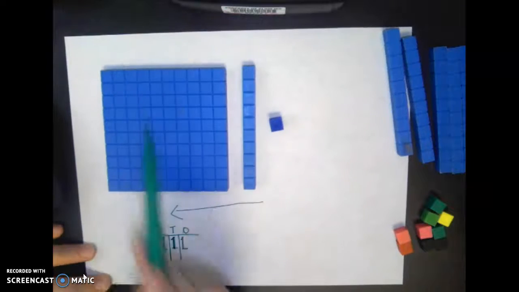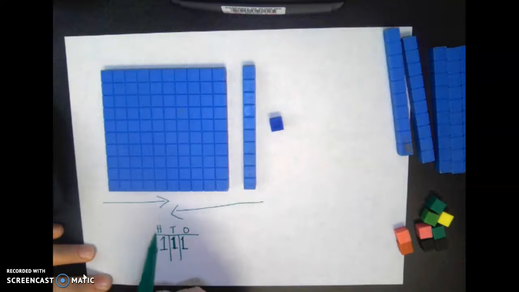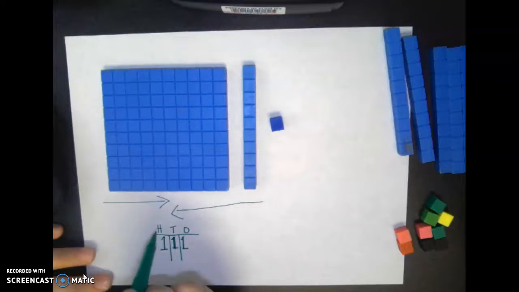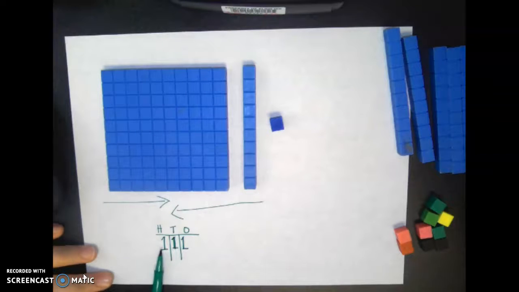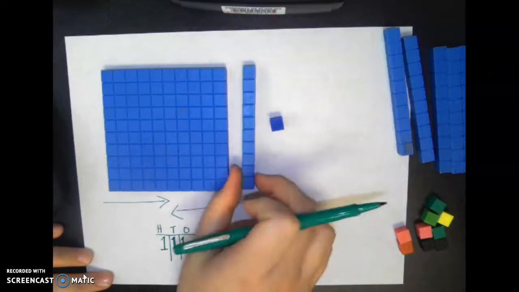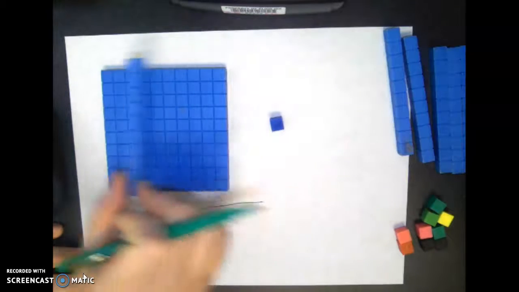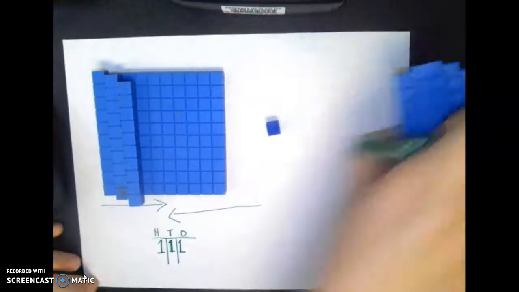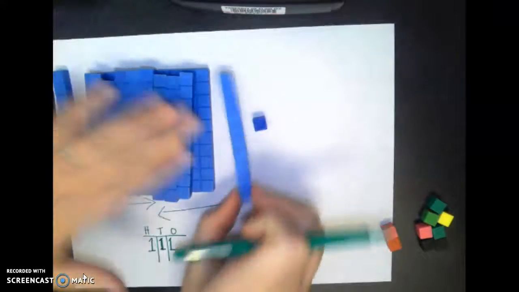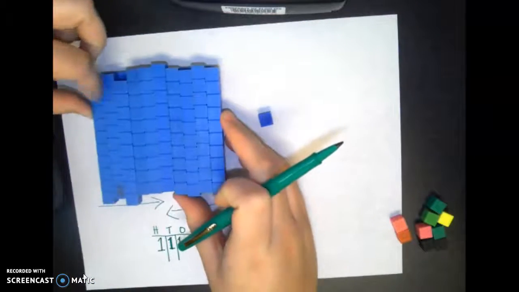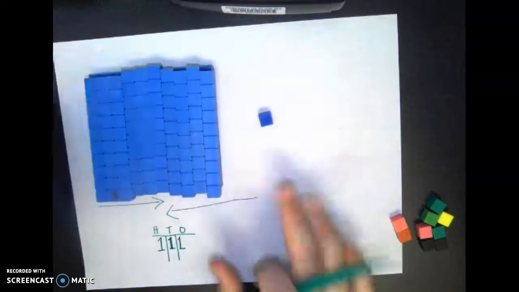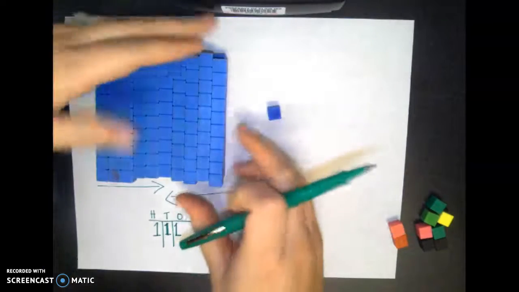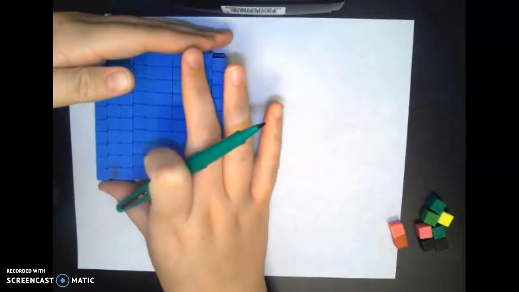When you go from your hundreds to your tens or tens to your ones, my hundreds is bigger, so my hundreds is 10 times the amount of my tens, because it would take 10 of these to equal 100. So I know this is confusing and tricky right now, but stick with me. We're going to do it together, all right?